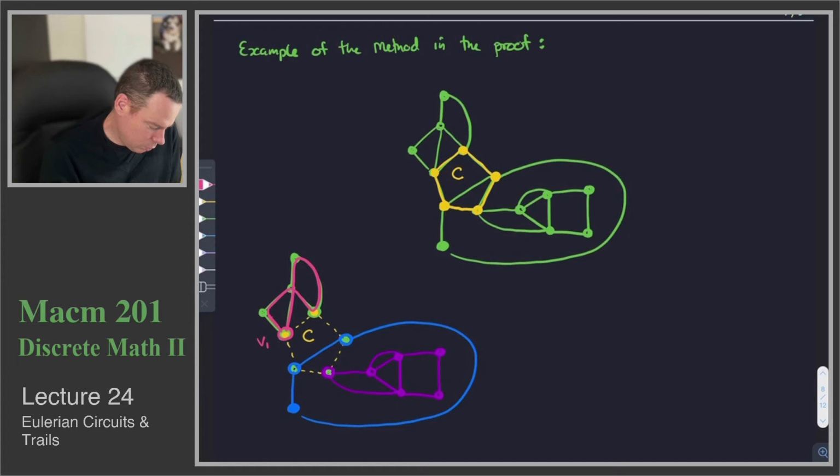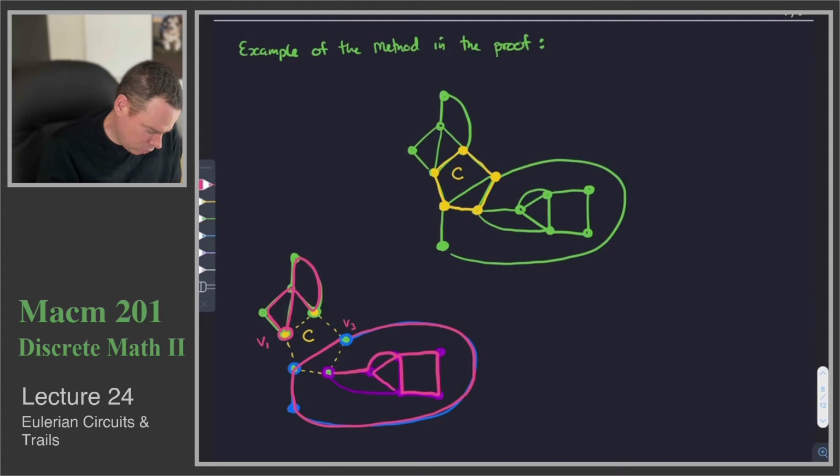Same for this blue component. I can start at this vertex, maybe I'll call it V3 because it's sort of the third one around the cycle. And I can go around that component and get back to where I started. So there's an Euler circuit. And I can do the same thing for this purple component. I can find an Euler circuit on it.